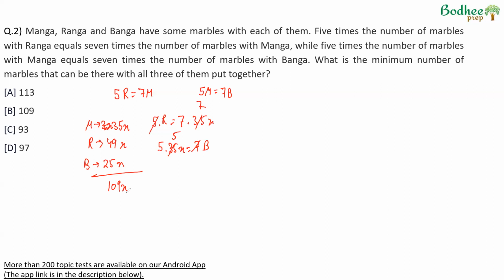The minimum value that x can take is 1. For a decimal value, we'll get a decimal answer, which is not possible. The number of marbles has to be integral. So the minimum number of marbles with them will be when x is equal to 1, which is 109.